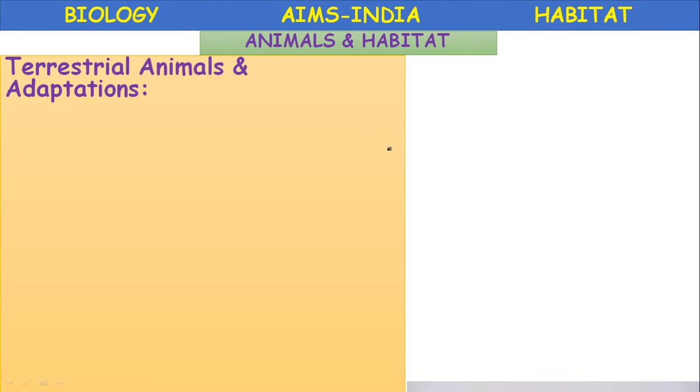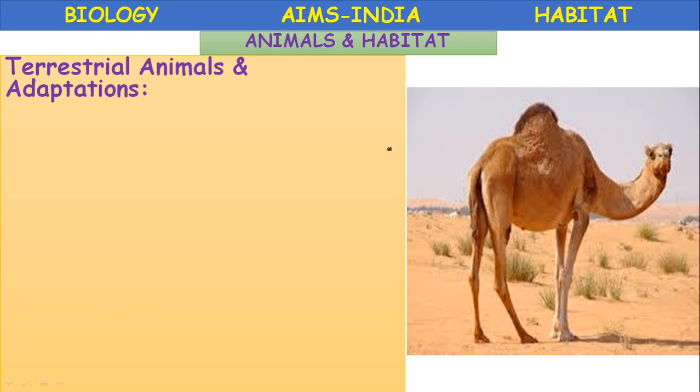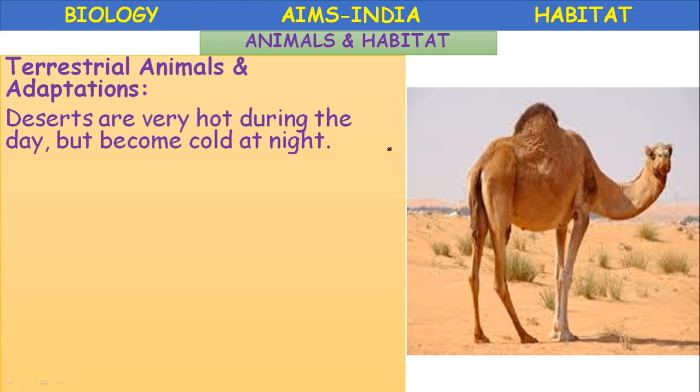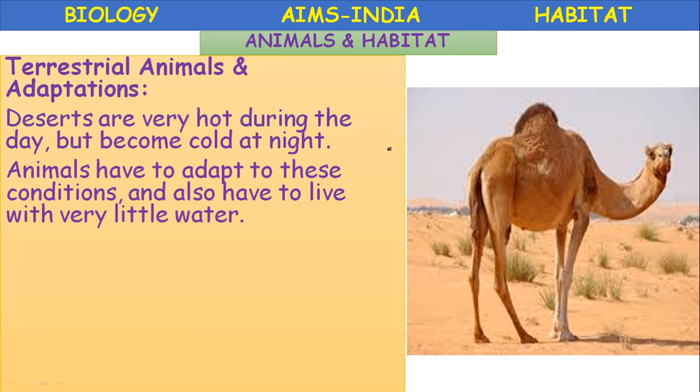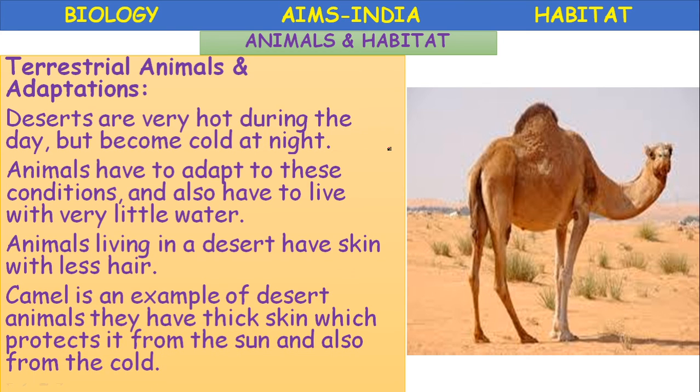Next, desert, opposite conditions. Deserts are very hot during the day but become cold at night. Animals have to adapt to these conditions and also have to live with very little water because there is a scarcity of water in the desert. Animals living in a desert have skin with less hair. The best example is the camel. The camel is an example of the desert animals. They have thick skin which protects them from the sun and also from the cold.